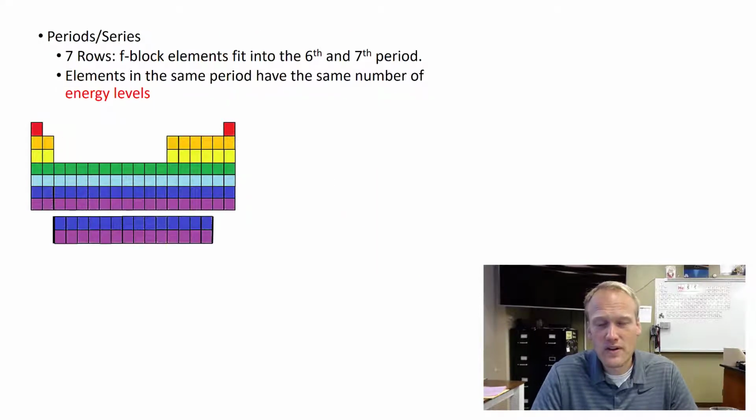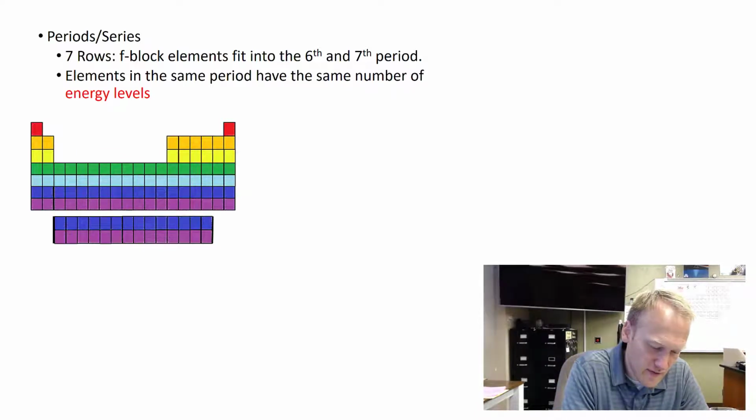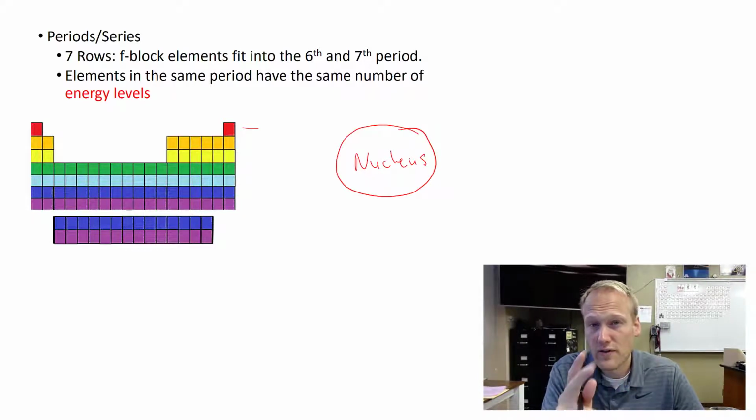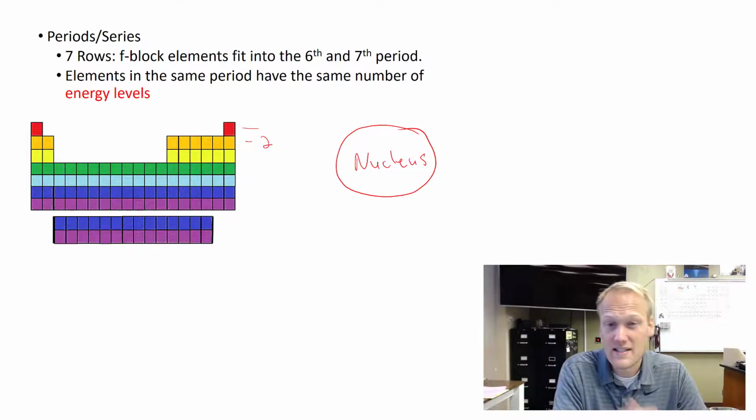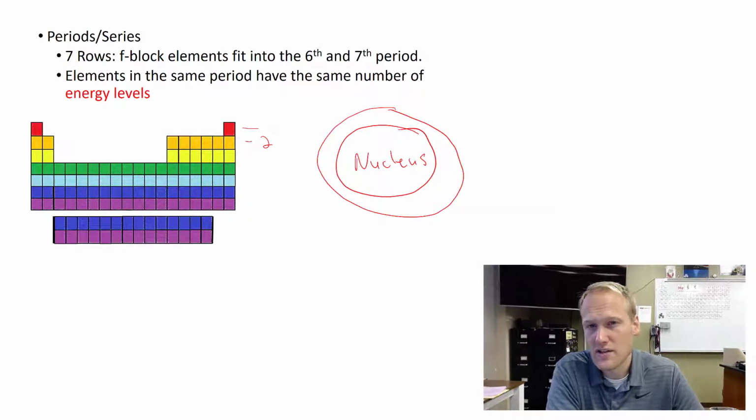Just a quick review, there are 7 rows on the periodic table. Those rows are called periods or series. Those rows would also indicate how many energy levels are around the nucleus. So for instance, in the first row, helium and hydrogen have their nucleus and only 1 energy level around it because they only need the 1 energy level to fill those 2 electrons. The second energy level, or the second period, would have all those atoms with 2 energy levels around the nucleus, and so on all the way down.